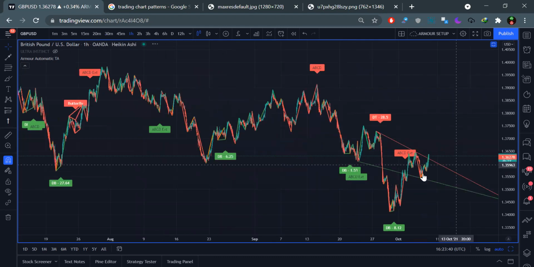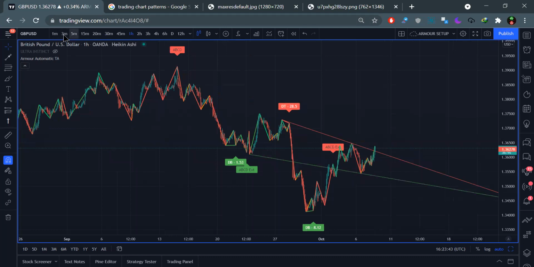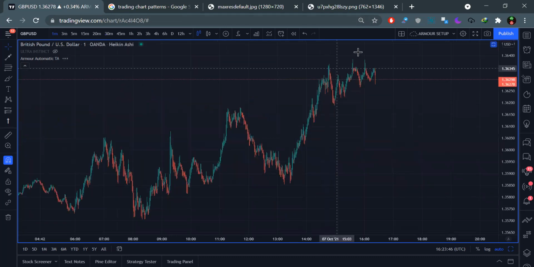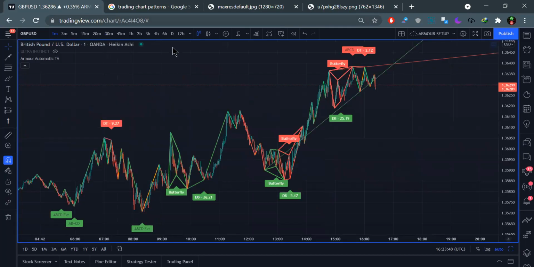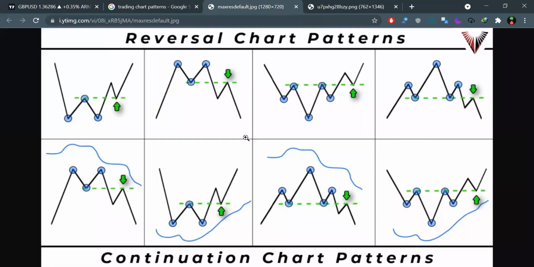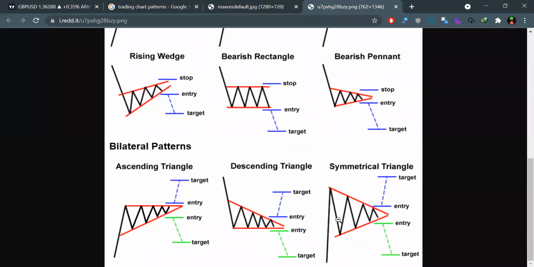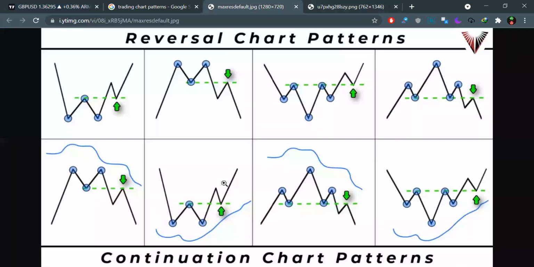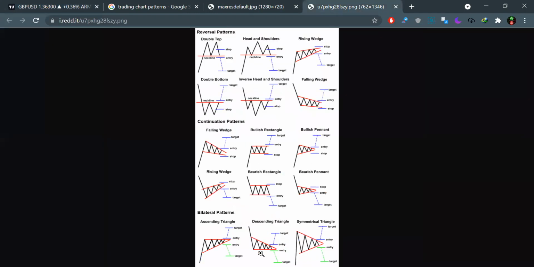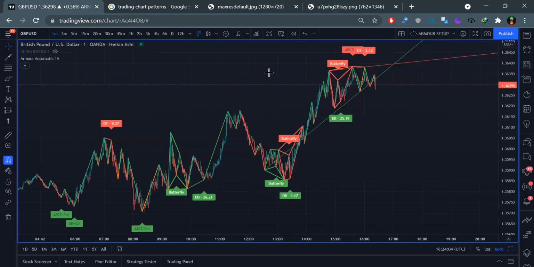So that was the small, similar to 4 hours, but let's move on to 1 minute, by the way. And here is a bullish pennant, just like here, ascending triangle, and then here some descending triangle, symmetrical triangle. So this one is kind of looking like ascending to me. Let's see what more. Symmetrical falling wedge, bullish rectangle, bullish pennant, yeah, something like that.